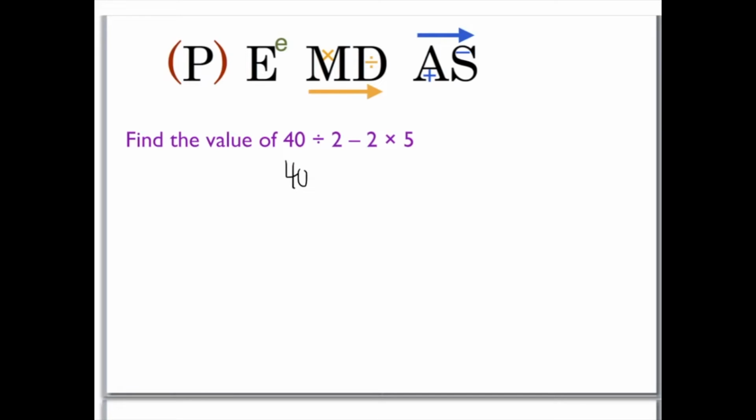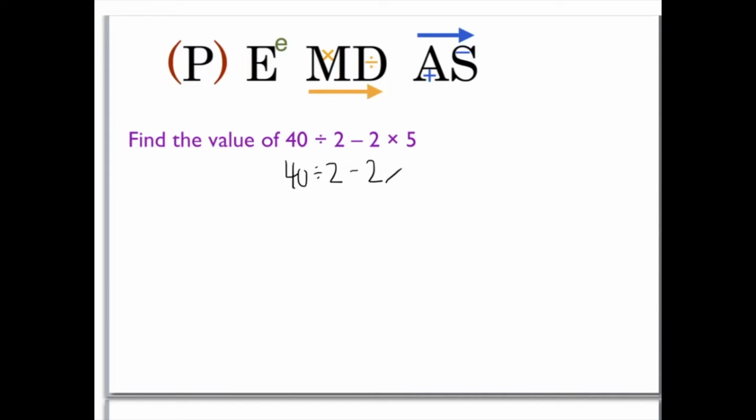So we've got 40 divided by 2 minus 2 times 5. Again, PEMDAS tells us to start with parentheses, and we don't have any parentheses. And then we go to exponents, and we don't have any exponents. Next, we look for multiplication or division, and we, again, have both of those. And again, we want to go from left to right. So we're going to start with division because it's on the left. 40 divided by 2 gives us 20.